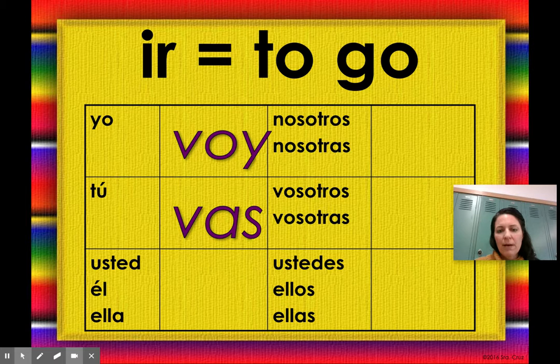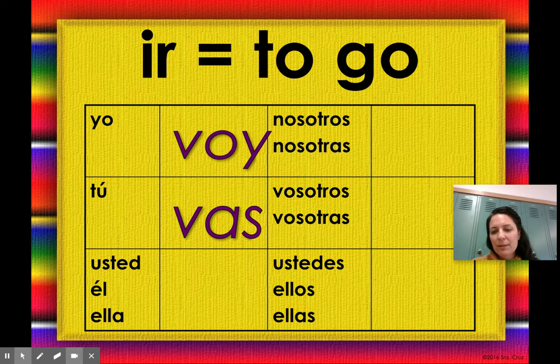Tú, vas, you go. Remember, I go, I am going, or I do go. We have to have those three translations because if I say yo voy al banco, it could mean that I go to the bank or I am going to the bank like right now, or I do go to the bank. Voy al banco todos los días. I do go to the bank every day.